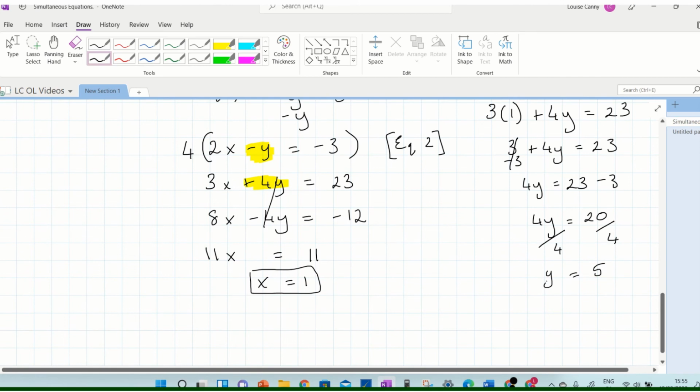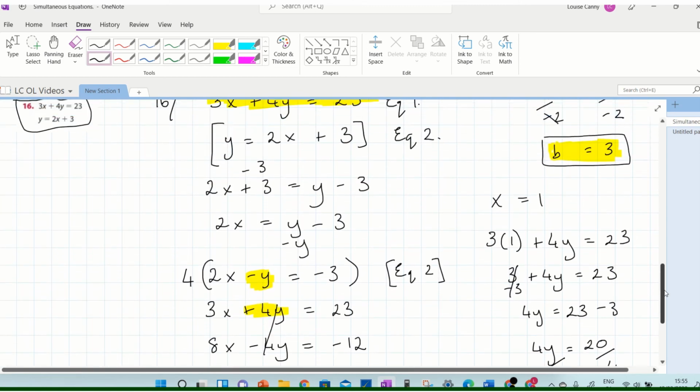So I have found now my value for y. And again, if you have time in the exam, what you should do is test your values for x and y, substitute them back into the equation, and you should find that they solve your equations for you.